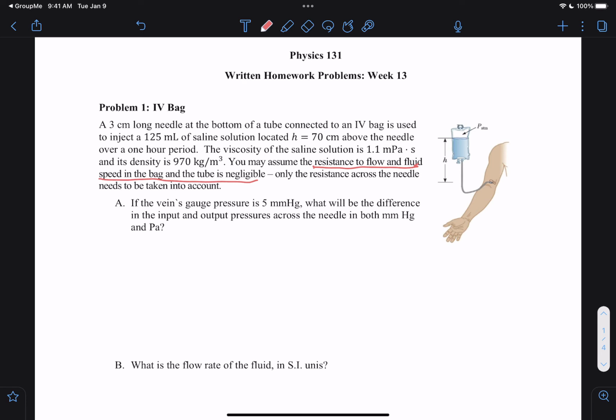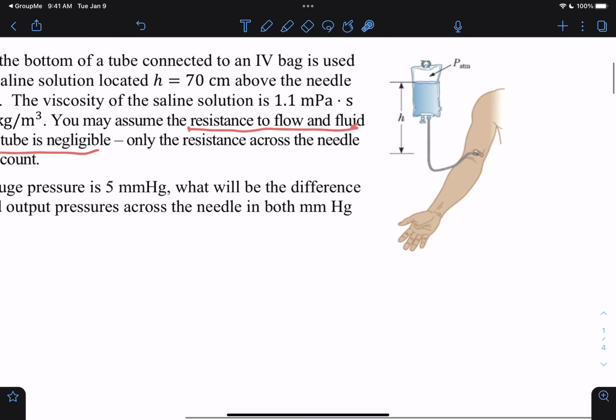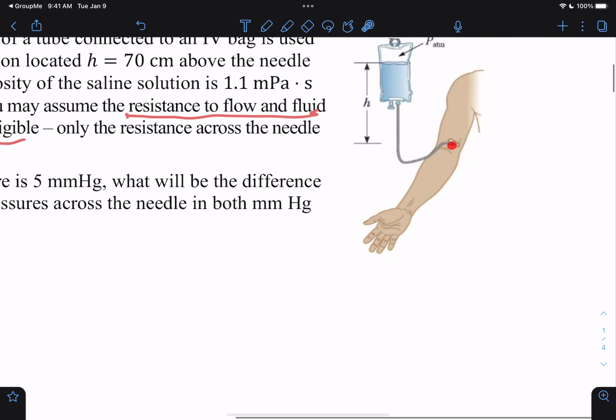Now, if they're telling you that the vein's gauge pressure is 5 millimeters of mercury, well, that's a pressure value right there. We don't necessarily have to convert things to absolute pressure. We can actually just go ahead and use gauge pressure if we wanted to. We just have to make sure that if we have a second pressure point, then it also has to be in terms of gauge pressure and not absolute pressure, just to make sure that you get the right values. But anybody have any ideas as to how we can figure out the difference in pressure across the needle?